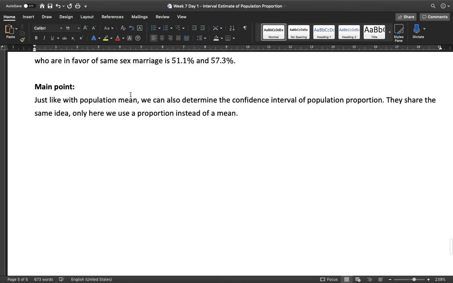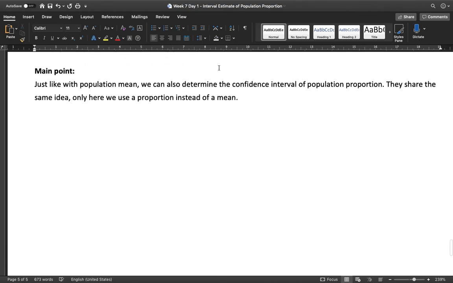So let's go to our main point here. Just like with population mean, we can also determine the confidence interval of population proportion. They share the same idea, only here we use a proportion instead of a mean. So, yun. That's everything about the interval estimate of the population proportion.